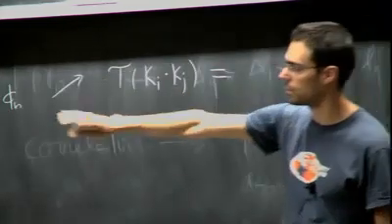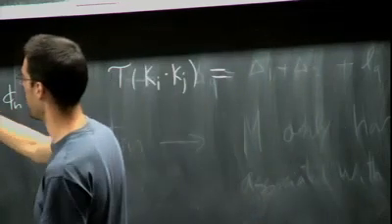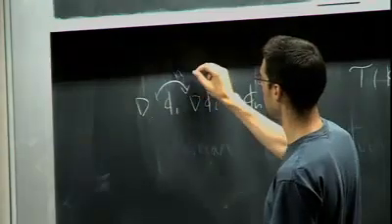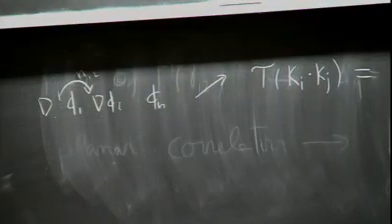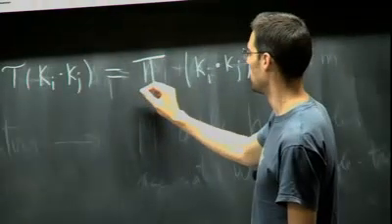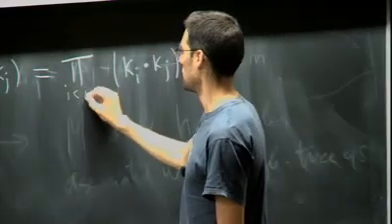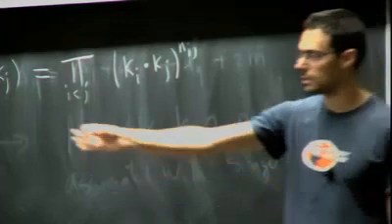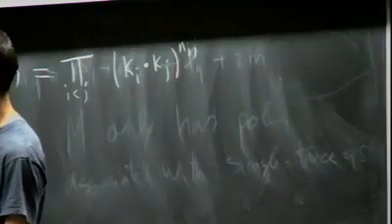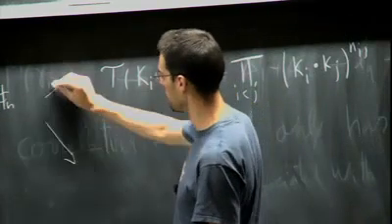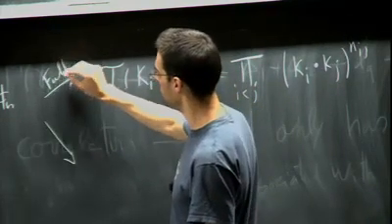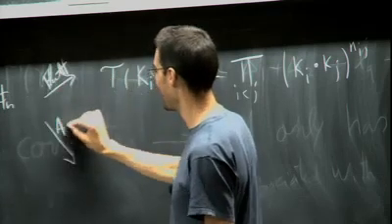Basically, you just have to know how many contractions there are between these fields. Let's say I have n_12 contractions. Then I'll have here k_i contracted with k_j to the n_ij, product over all i less than j. Basically, that's it. In flat space, computing the scattering amplitude associated with such a vertex, you just transform derivatives into momenta. That's what you were saying. So now, let's see what happens. This is flat, and this is AdS.